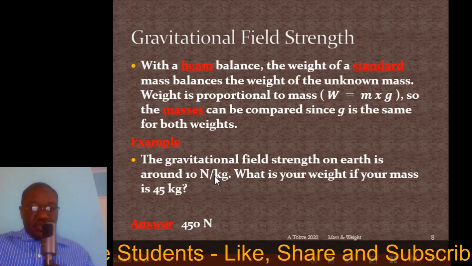Now, if the gravitational field strength is 10, then the question is saying, what is your weight if your mass is 45 kgs? Using this formula, W is equal to mg, we can then say g is 10, m is 45, therefore 10 times 45 would give you 450 newtons. So that would be the answer for this one.